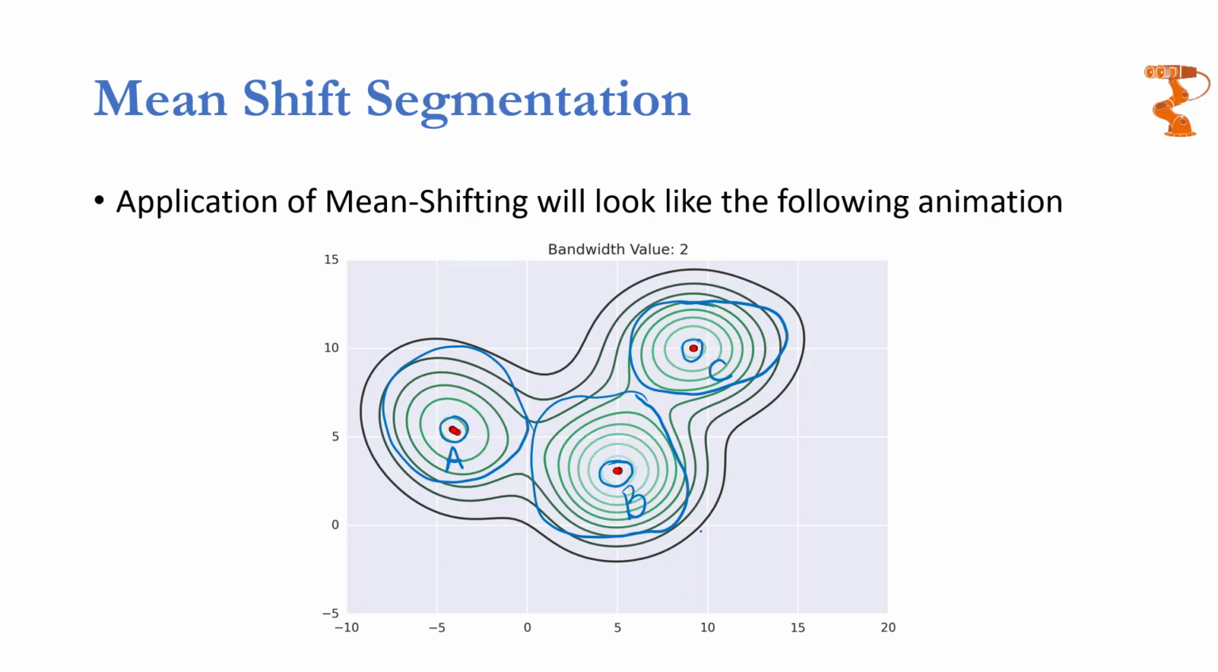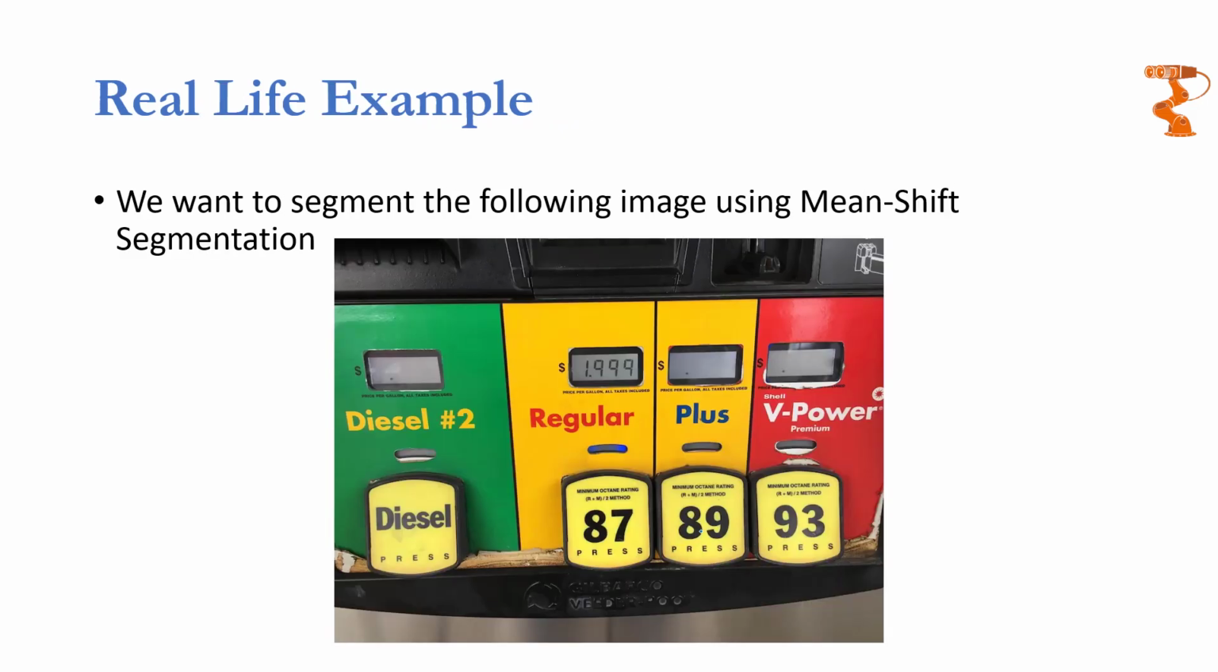You must be wondering how this mean shift technique or algorithm can be implemented to segment out objects. We haven't done any segmentation yet. So in the next example, I'm going to do mean shift segmentation, which was the name of the topic. So consider this complex image which we want to segment out.